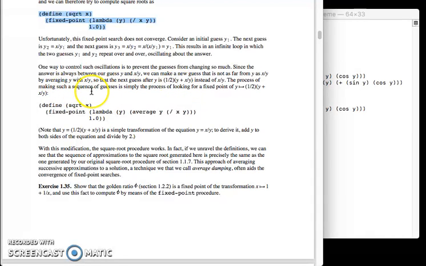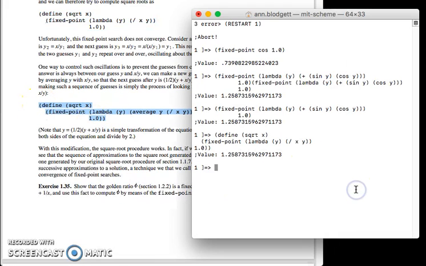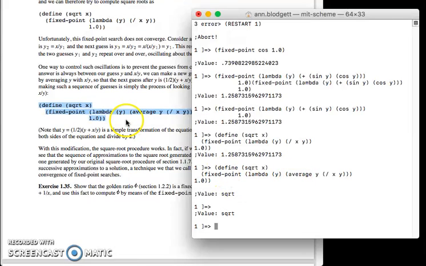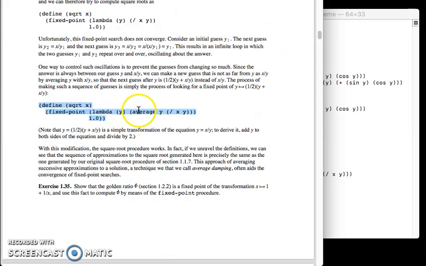The process of making such a sequence of guesses is simply the process of looking for the fixed point of y maps to 1/2 times y plus x divided by y. So define square root of x to be the fixed point applied to the procedure lambda of y that takes the average of y and x divided by y, and the last input is 1.